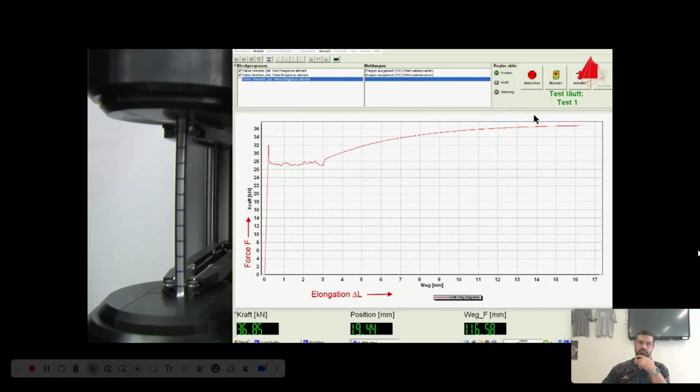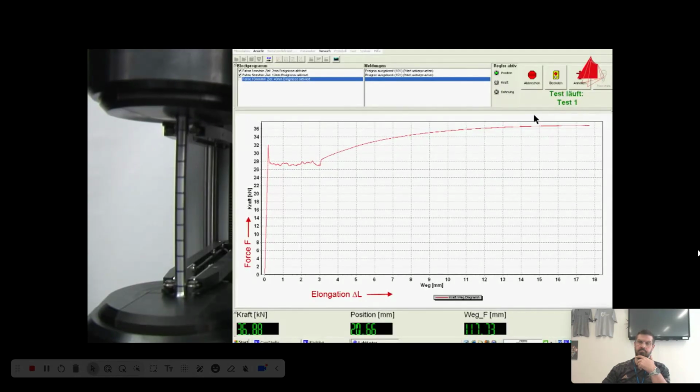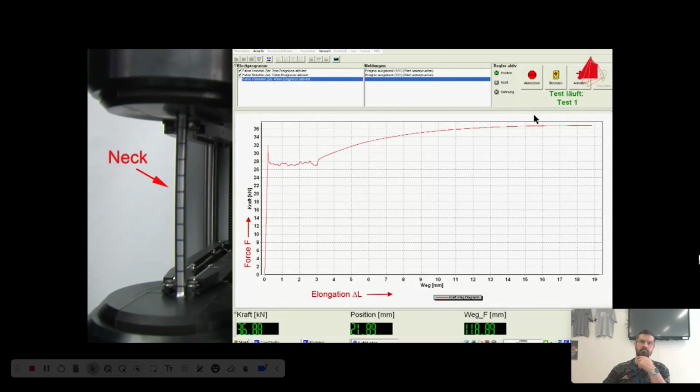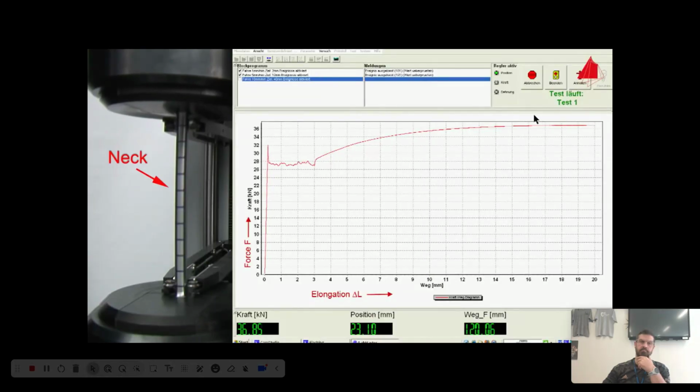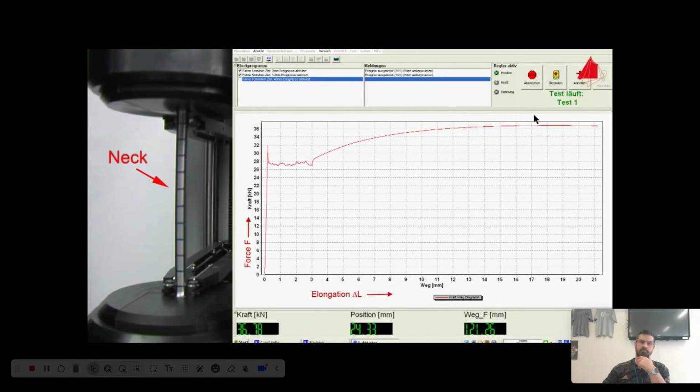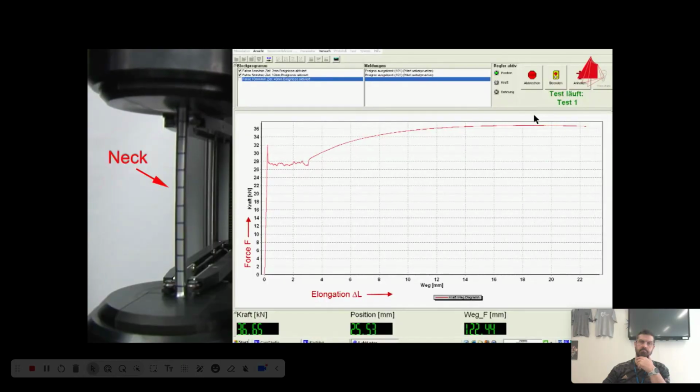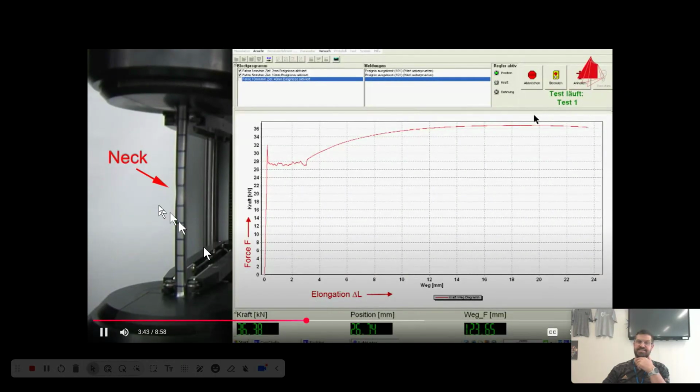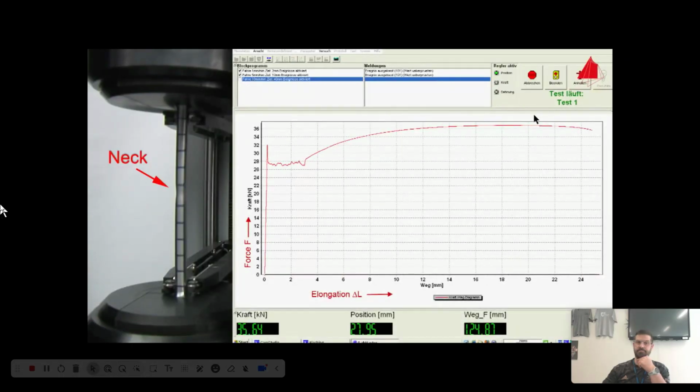As soon as the maximum force is reached, a neck begins to form at one point of the test piece. All further plastic deformation now only takes place at the neck, and eventually the test piece fractures there. So you can see it necking right now. It's getting thinner right there.